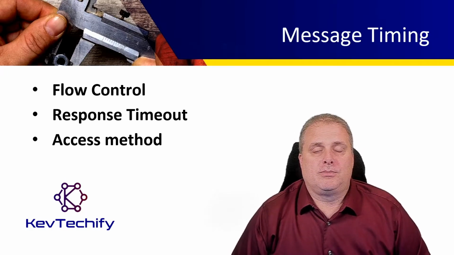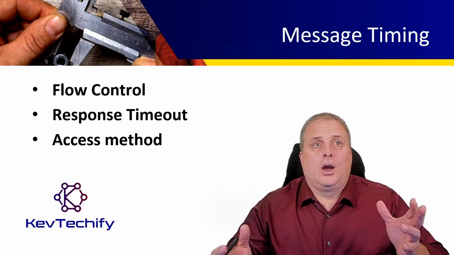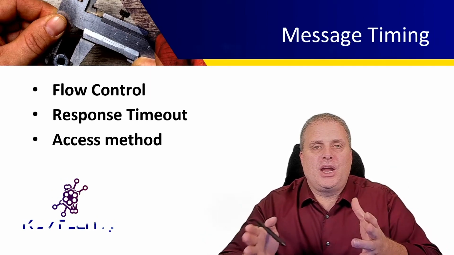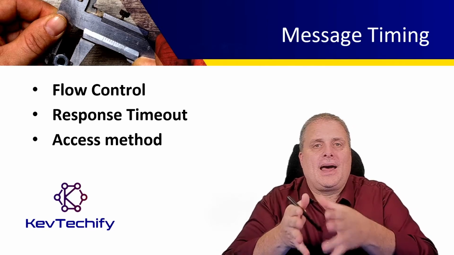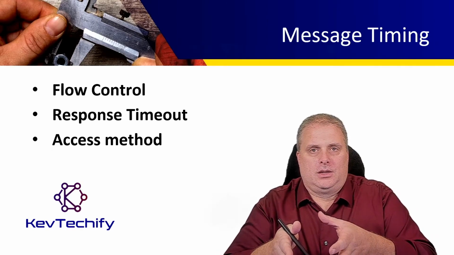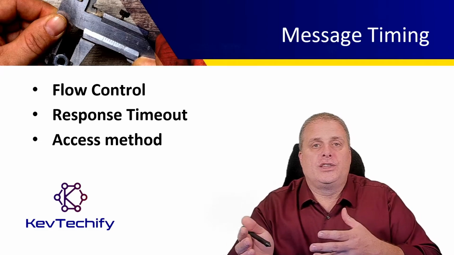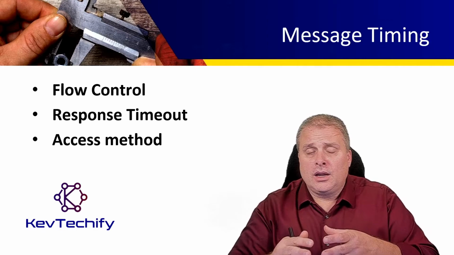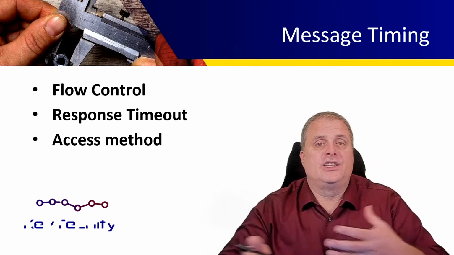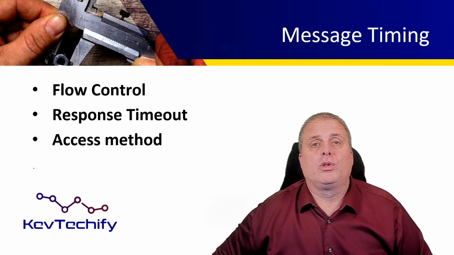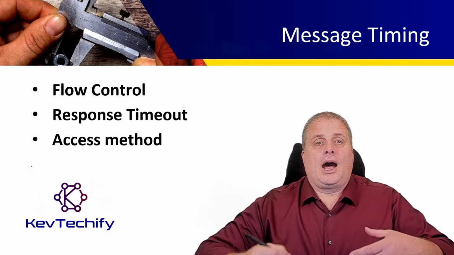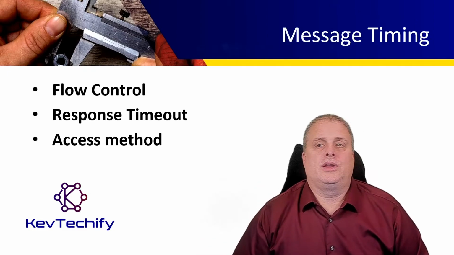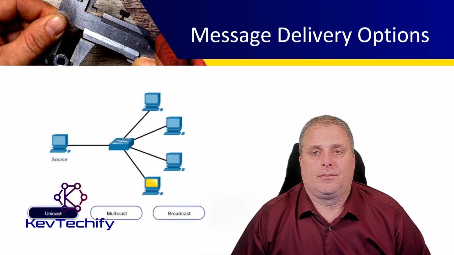Then the access methods here determines when can somebody send a message. When can they put information? When can they put 1s and 0s on that medium? Now, we typically have 2 ways of doing it, either collision detection or collision avoidance. And we have an episode coming up that gets into the details of that. But what we're looking at here is how can we send information on that media? So these are the 3 things that we look at for message timing.